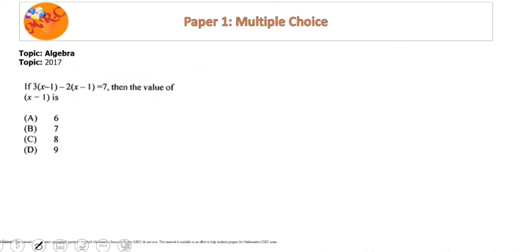Alright, and here they ask us for the value of x minus 1. So this one is technically a little different, but we're going to work it just the same. As a matter of fact, you don't need to do as much work as you did in the previous question. So let's go. 3, open bracket, x minus 1, minus 2, open bracket, x minus 1, close bracket, equals 7.